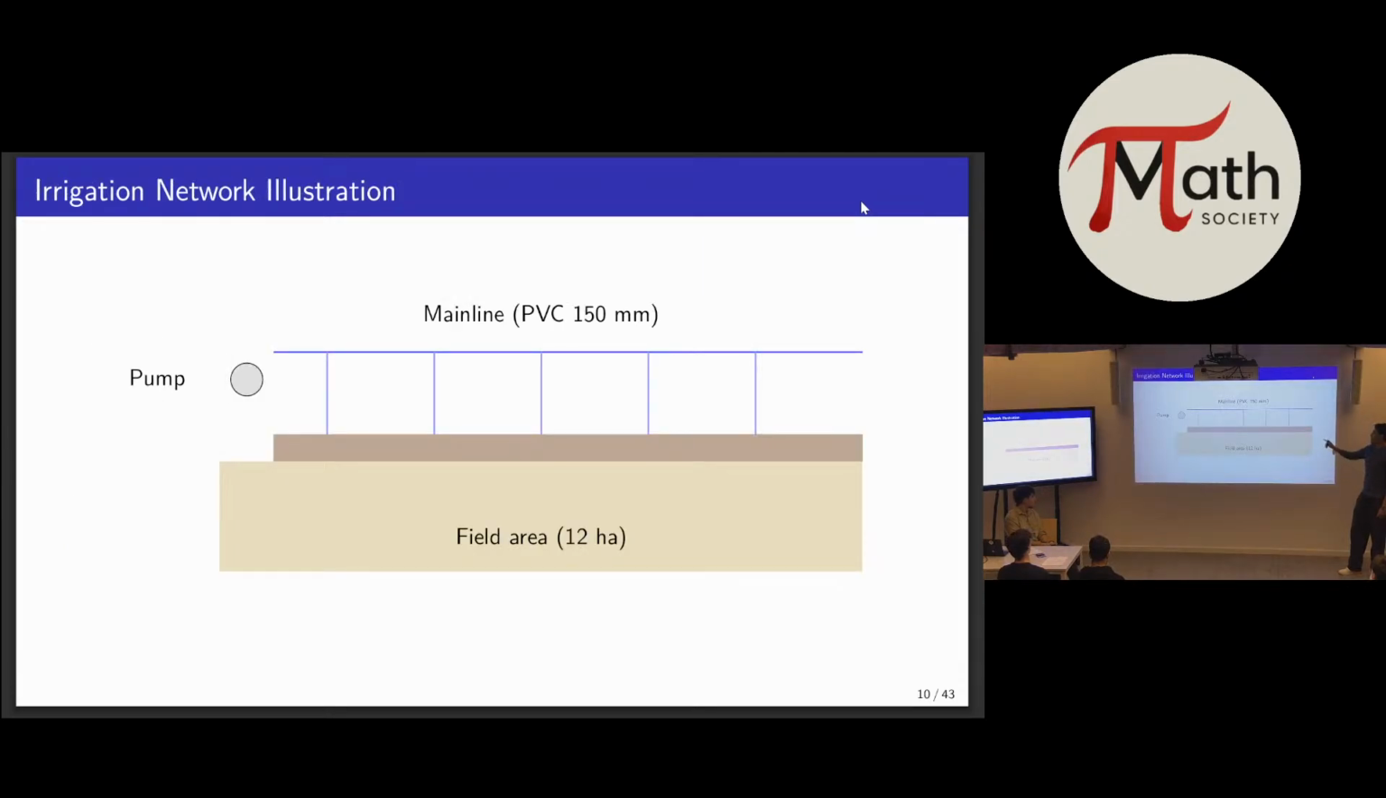So this is a basic illustration of how the pump works. Usually the pump is here. It just goes and distributes the water in the field. As I said, it's a 12-hectare field, so it's pretty big. It just goes on and distributes equally for the field's needs.